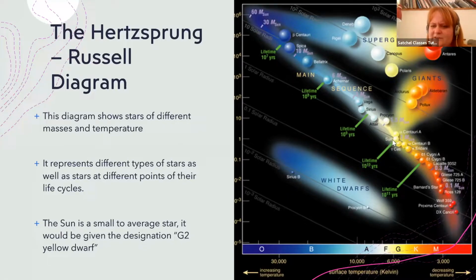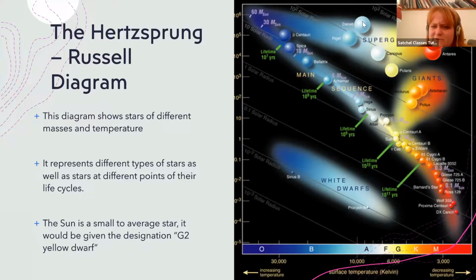You can see our sun is towards the lower mass of stars. It's kind of average, but towards the lower mass. It will be classified as a G2. There are these names O, B, A, F, G, K, M, which are classifications of stars. It'll be classified as a G2 yellow dwarf because it's yellow. It's actually quite a small star, so we call it a dwarf star.